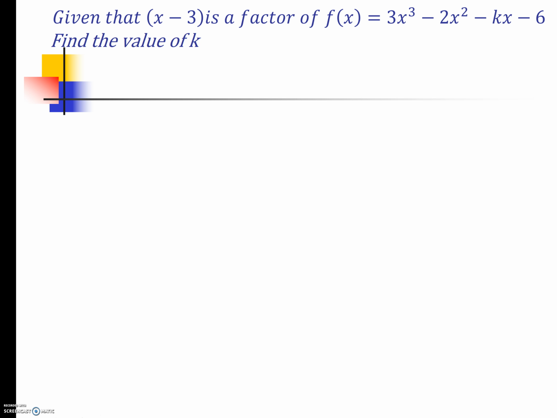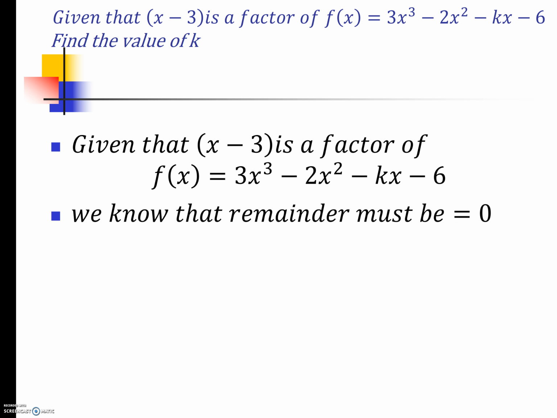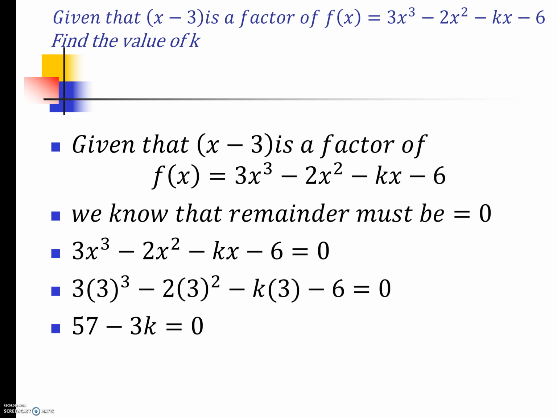Let's see what the given information is. The given information is x minus 3 is a factor. So we know that if it is a factor, the remainder must be equal to 0. So you can comfortably set this equation to 0, replace x with 3, solve the equation and find the value of k, which is k equals 19.